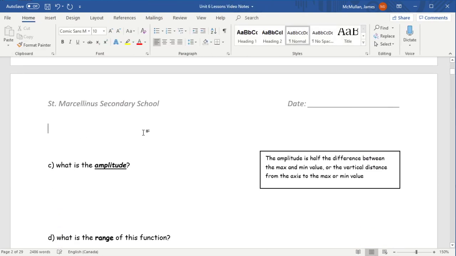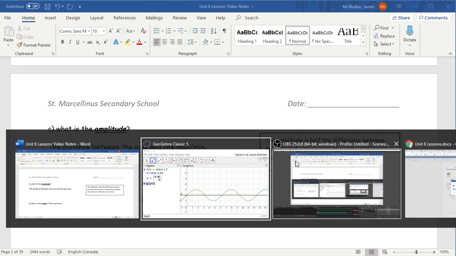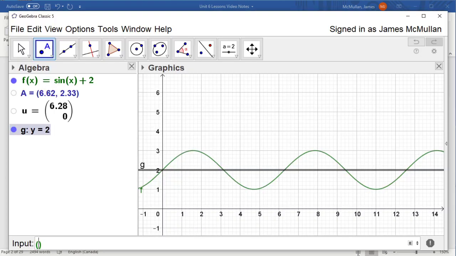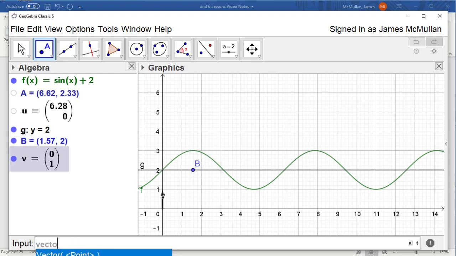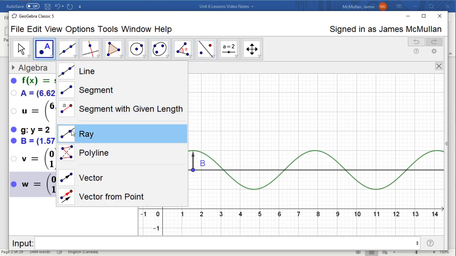All right, now the amplitude, okay? The amplitude is the distance between the axis and the max or the min, right? So if I go back to my chart for a sec, and I draw a point at, let's just see, where would this be? There, and then vector 0, 1, and then vector b plus v. Okay, just forget about how I did all that. It doesn't matter for what we're doing right now. This here is the amplitude. Okay, so just draw a pointer to it.